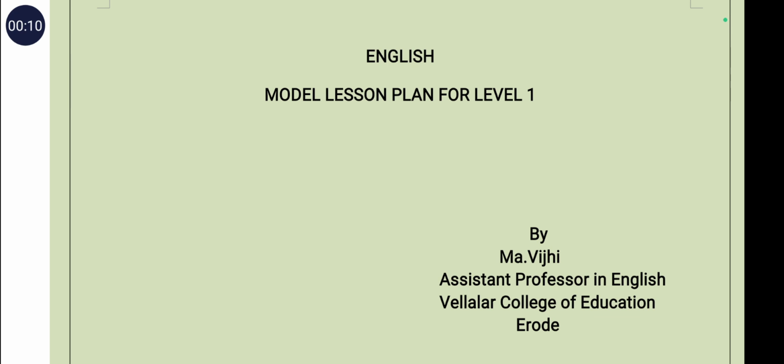I'm here with an interesting topic. Being teachers, we all should be familiar with how to write a lesson plan, right? And here I'm going to share a model lesson plan for level 1. Hope you all know that for level 1 you have to take topics from standards 6 to 8, and for level 2, 9th and 10th, right? So now I'm going to share how to write a lesson plan for level 1 in the English subject.